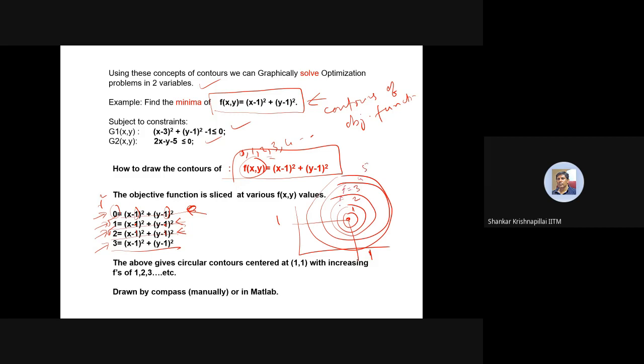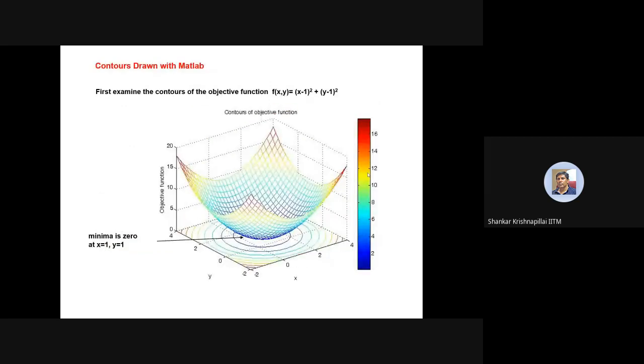And f is equal to 2, f is equal to 1. So this is how the objective function looks here. But we will draw this with MATLAB. If you draw the surface of this objective function, it will look like this. Actually, for your problems, there's no need to draw the surface and all. If you slice it at various heights, you will get these concentric circles. But we already saw how we get these concentric circles, because they are circles centered at 1, 1.